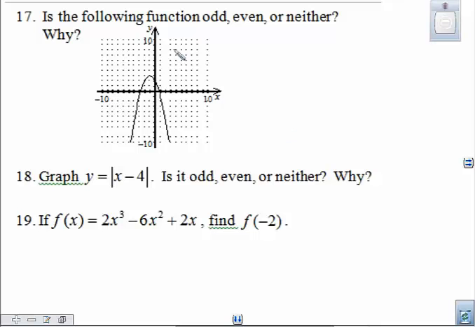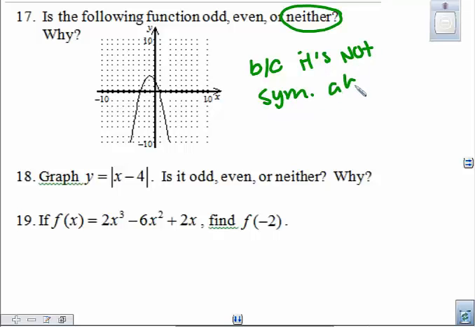17, also odd, even, or neither. This one is neither. If you fold it over the y-axis, it does not reflect itself. If you fold it over both, it does not reflect itself. So your reason would be because it's not symmetrical about the y-axis or the origin.